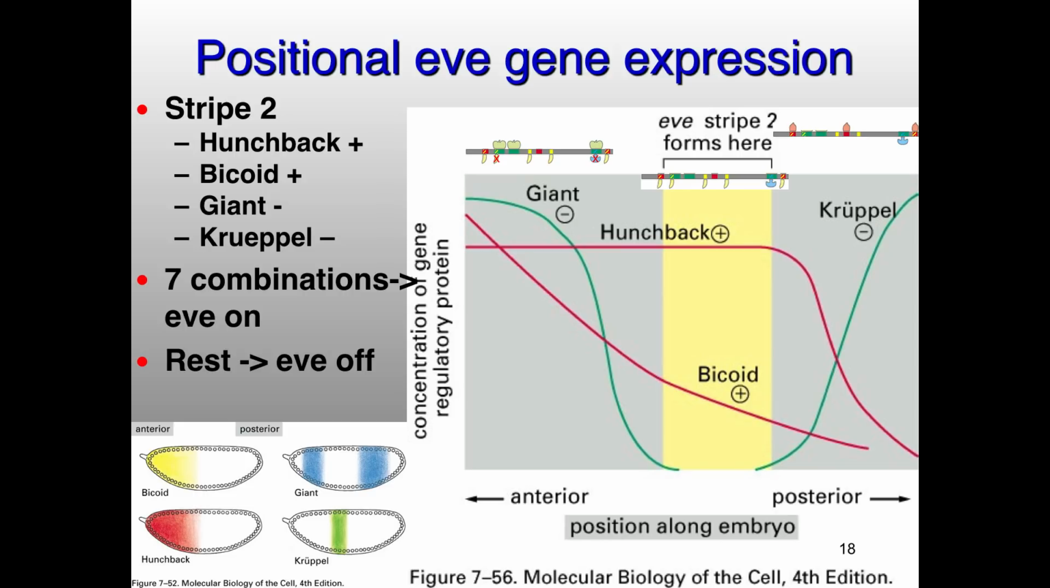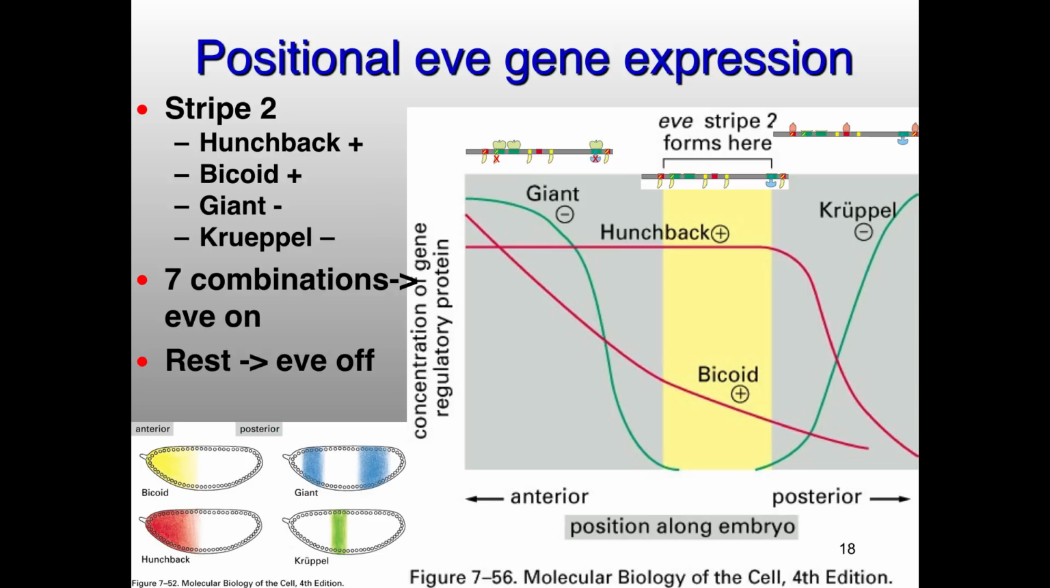So for combinatorial control, we've got repressors, we've got activators, and it's the presence or absence of those different activators or repressors. In this case, it's in a particular position in the embryo, but it could be in a particular cell, a particular cell type, all kinds of different situations. But the basic idea is we're looking for the combinations of these proteins that lead to gene expression. And this is just for stripe 2. There are the six other stripes of even-skipped that you have in the embryo. We're not concerned about them here. They've got different proteins associated with them.